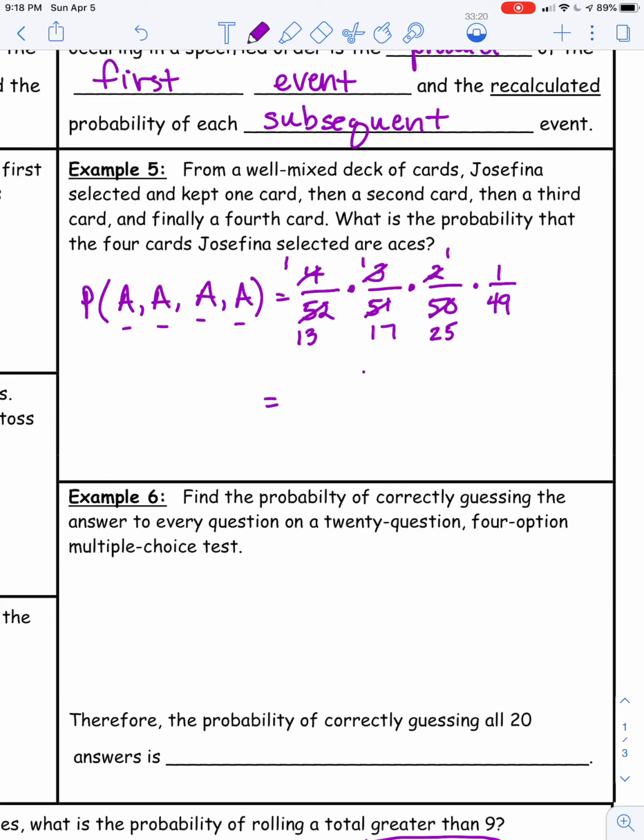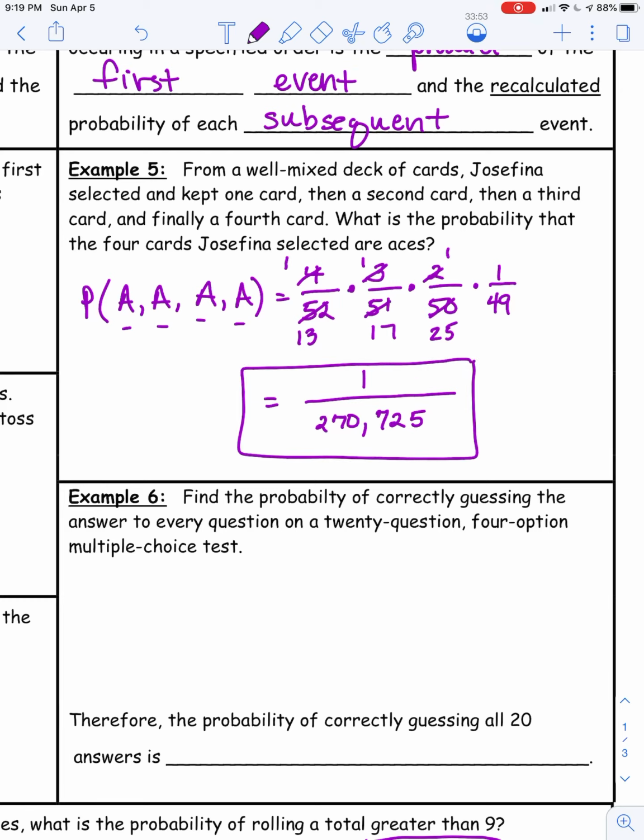This equals, of course, when we multiply the numerator, we get 1. Watch how huge this number on the denominator becomes. 270,725. So she has 1 chance in 270,725. The probability of her pulling an ace on each one of those times is pretty slim, slim chances to none. Okay, so that's the answer to that example.